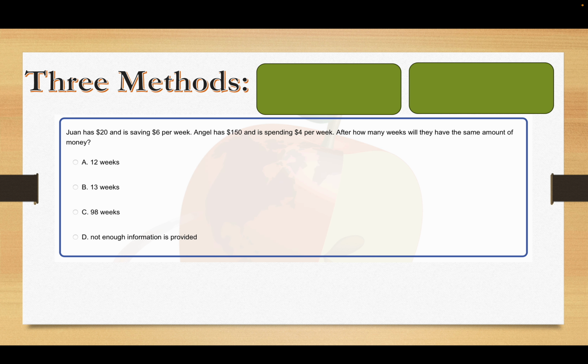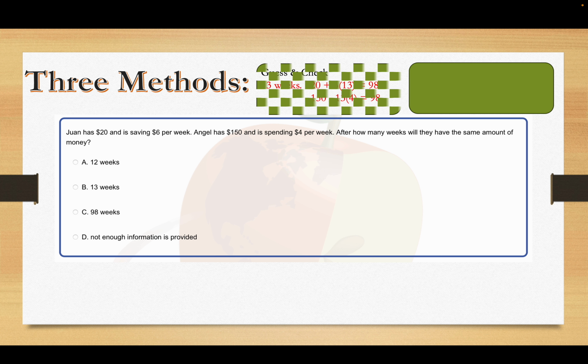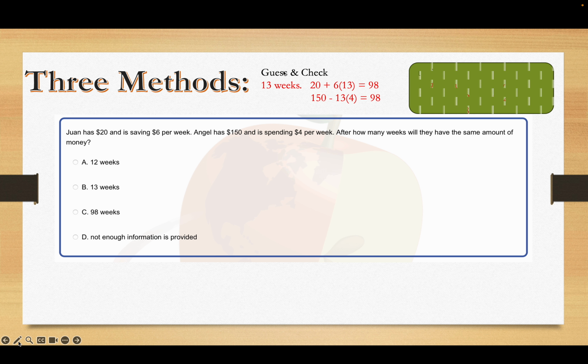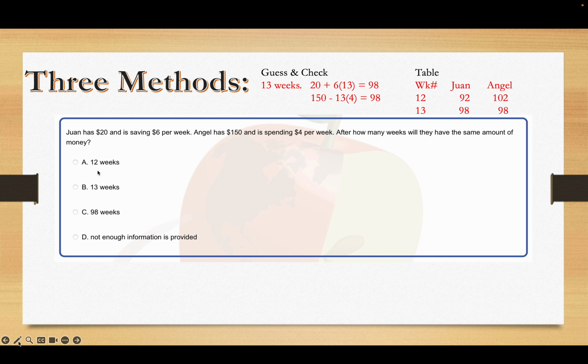There are 3 methods for doing this question. Ultimately, we want to be able to write a word problem, like we've been doing in class, and solve it that way. But if we felt frustrated with word problems and it just wasn't clicking, we could always do guess and check and make a table. Guess and check works like this. I try each of the choices, 12, 13, 98, and hope one of them works. If not, then you might say, okay, we'll go with not enough information.